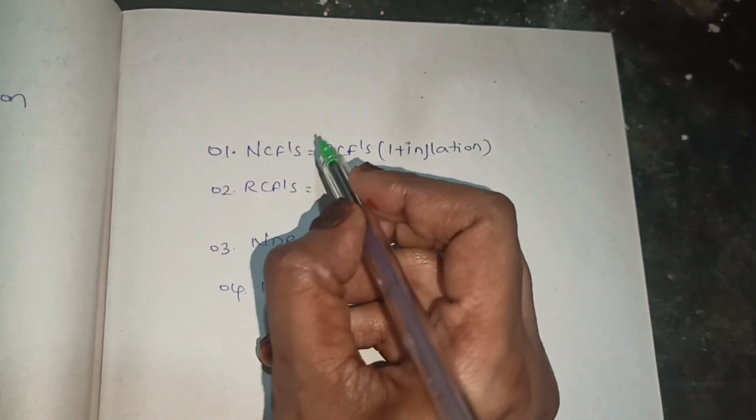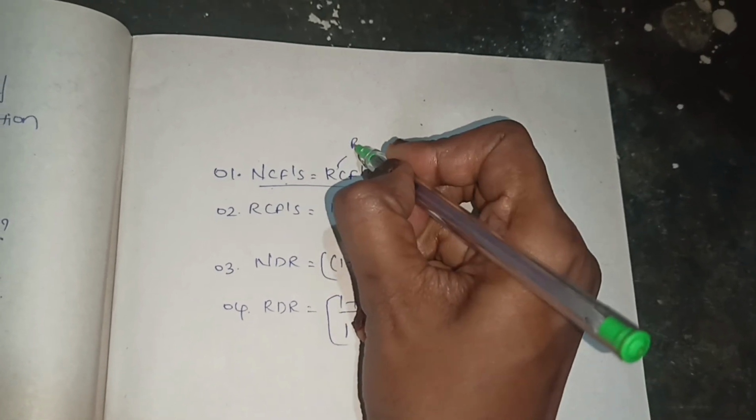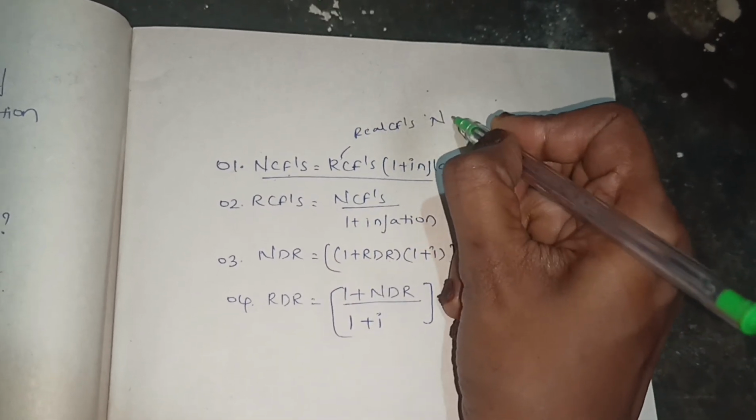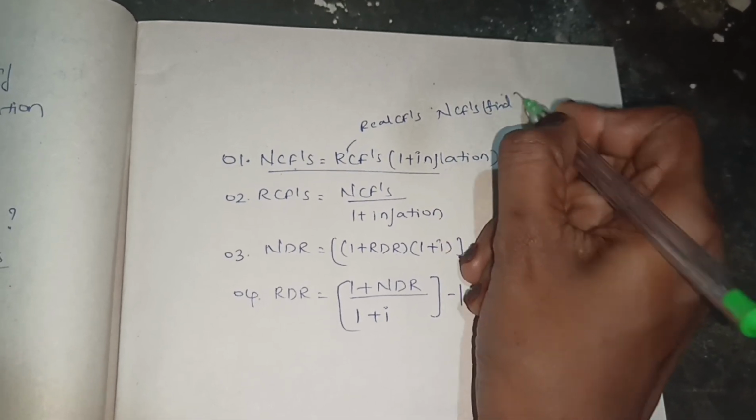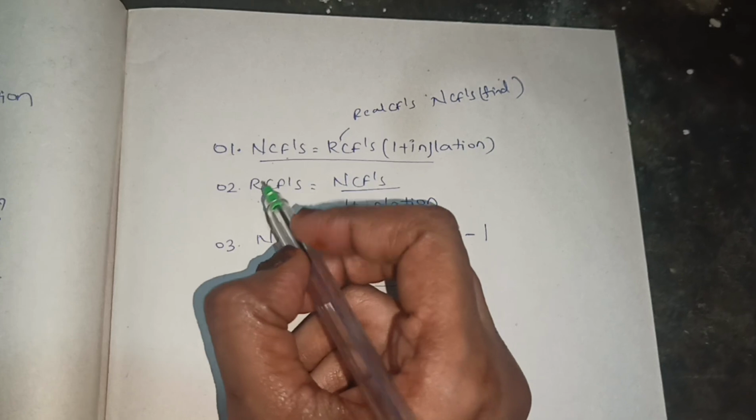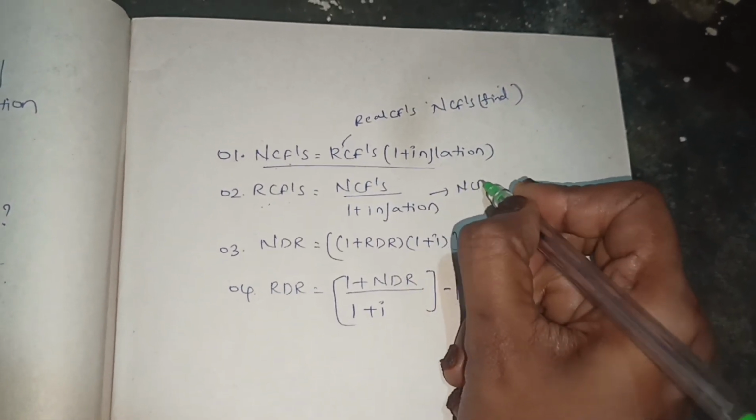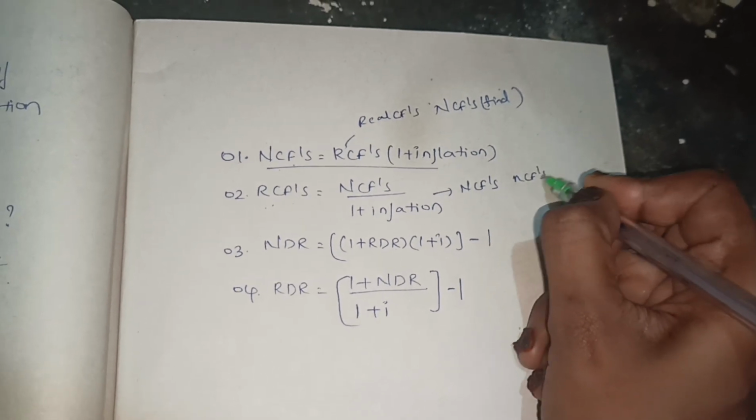When will you use this formula? When they gave you real cash flows and they are asking you to find nominal cash flows. Under what situation are you going to use the second formula? When they gave you nominal cash flows and they are asking you to find real cash flows.